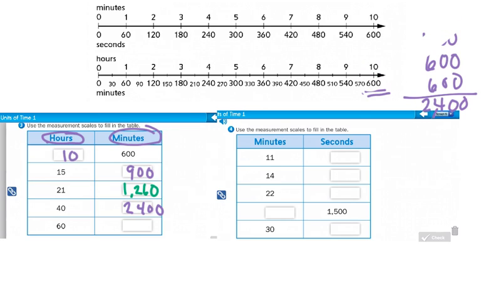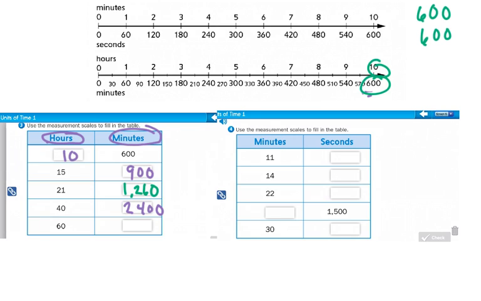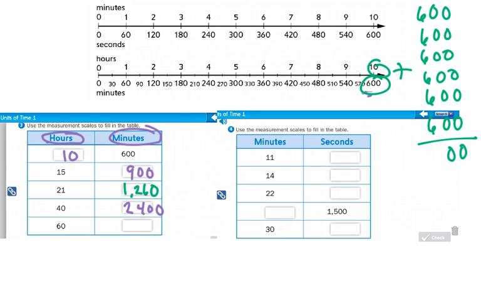Now for 60 hours, I know that 10 hours is the same thing as 600 minutes. So I could do that 6 times. 10, 20, 30, 40, 50, 60. 60 hours. And watch what repeated addition really is. 1, 2, 3, 4, 5, 6. 6 plus 6 plus 6 is the same thing as 6 times 6, which is 36, which is the same thing as 3,600.